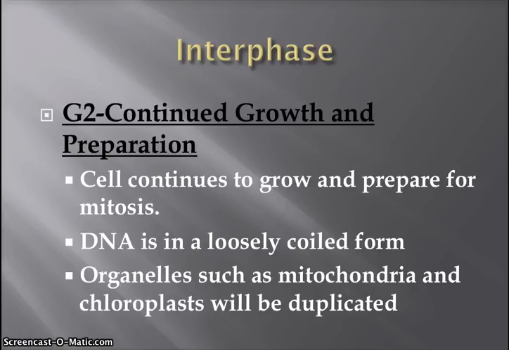In the third stage of interphase, continued growth and preparation, the cell will continue to grow and prepare for mitosis. DNA is in a loosely coiled form, and the organelles, such as mitochondria and the chloroplast, will be duplicated.